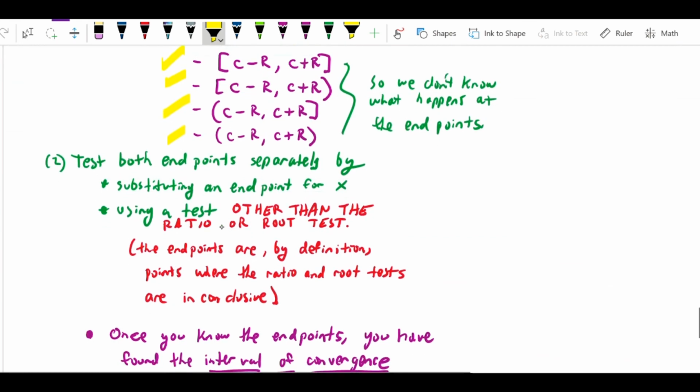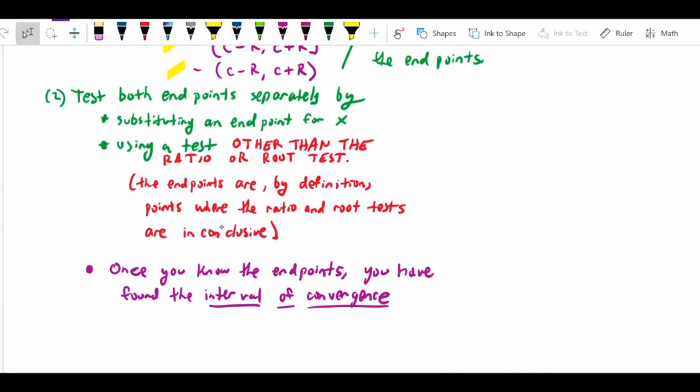That brings us to the second part of the process, which is to test both endpoints separately by doing the following. Substitute one of the endpoints of the interval for x in the series. So instead of having a series in x, you're going to have a series that's just a number, just like an ordinary series like we did early on. Then you're going to use a test, and I cannot emphasize this enough, other than the ratio or root test to test those endpoints. As we will see, the endpoints are defined as the places where the ratio and root tests are inconclusive. So it makes no sense to apply the ratio and root test to the endpoints. You have to apply a different test.